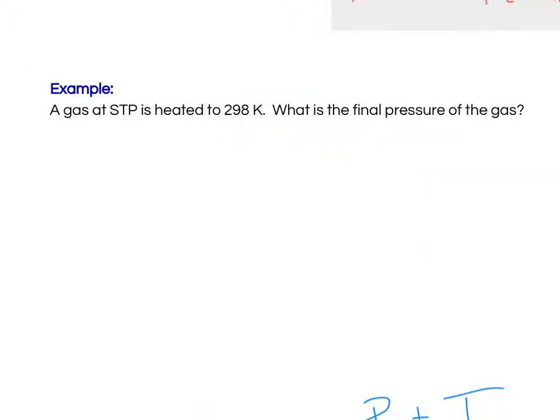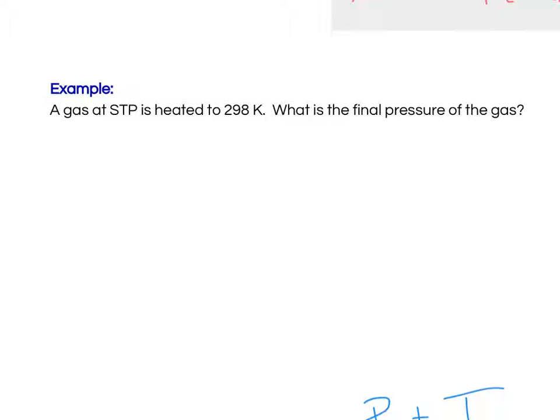Let's try one final question. I'm going to leave you to try this on your own, and then start the video again when you're ready to take up the question, just to see how you did. All right, so I'm going to take up the question now. It's saying a gas at STP is heated to 298 Kelvin. What is the final pressure of the gas?